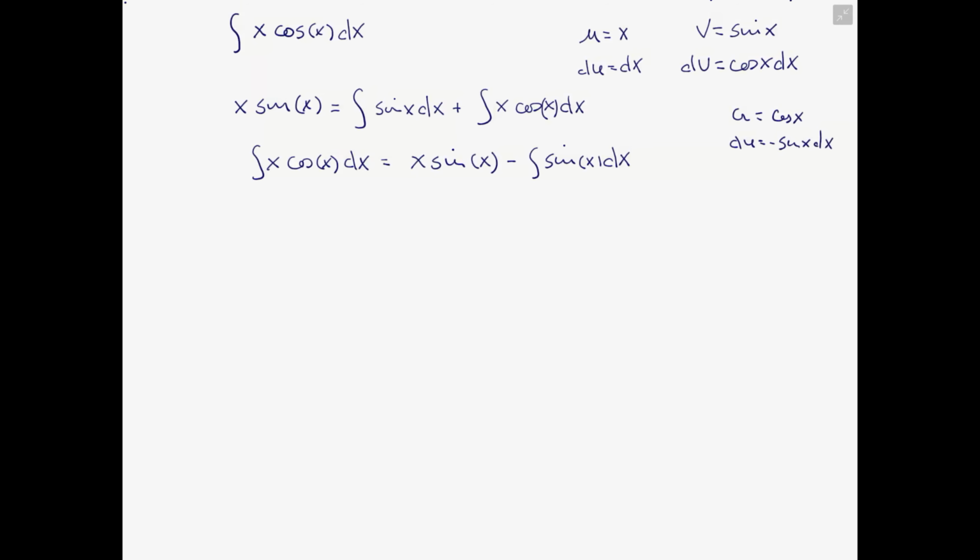U equals cos x, du equals minus sine x dx. So this one is x sine x plus cosine x plus c. And that's our solution.